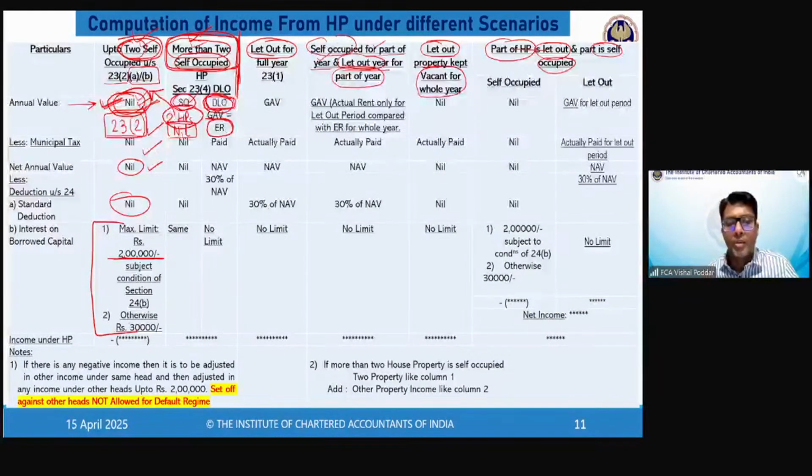फिर वो 2 लाख आएगा, 30,000 आएगा, ये सब हमने पिछले स्लाइड में देख लिया। कि सबसे पहले आप चेक करोगे whether it is old scheme or new scheme. Where it is old scheme and all four conditions are satisfied, you will take 2 lakhs. But if it is old scheme and any one of the conditions is not satisfied, you will take 30,000. Where it is new scheme, तो यहाँ पे आप कुछ नहीं लोगे, you will take nil.